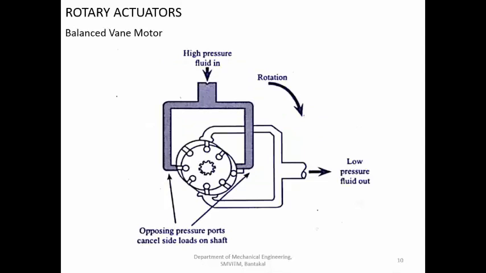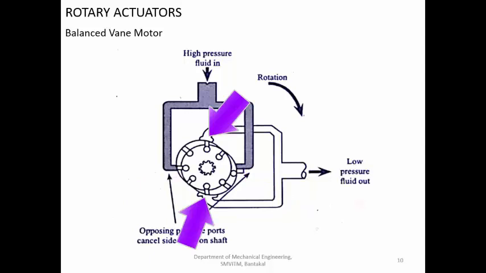The next one is the balanced vane motor. In order to improve the performance of the motor itself, to ensure that it is having less maintenance and to reduce the vibration, you are having something called the balanced vane motor. In case of the balanced vane motor, you are having two sets of ports for inlet and two sets of ports for outlet.